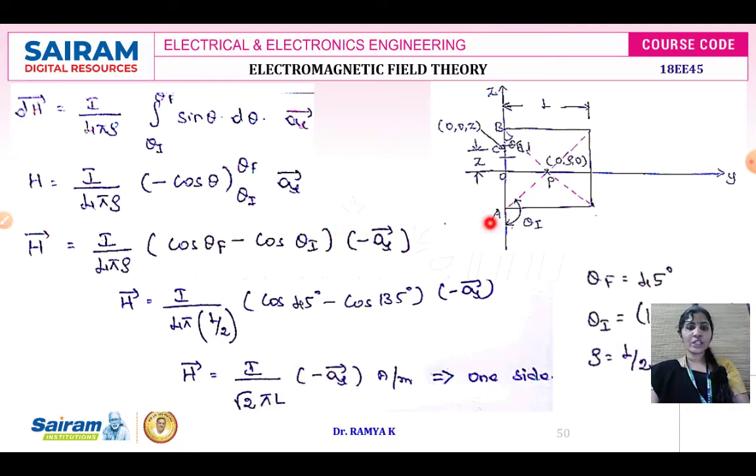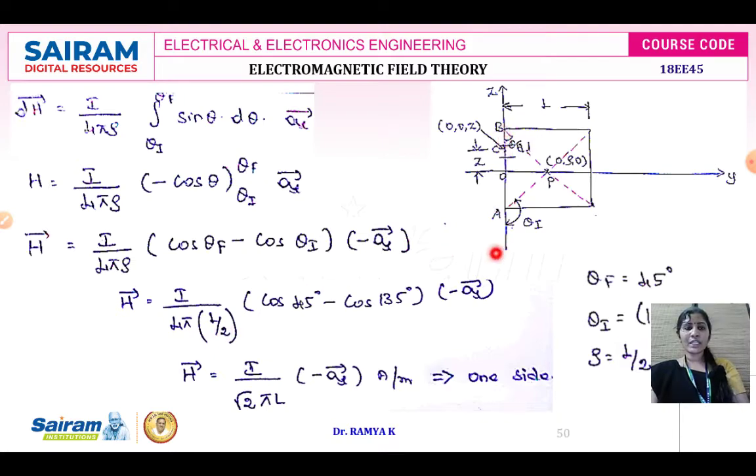Here the angle theta f is going to be 45. Why? Because in a square, the angle between the two sides is 90 degrees, and here it is going to be half. Therefore, theta f is 45. When you consider theta i, it is going to be 180 minus theta f, that is 180 minus 45, which is 135.